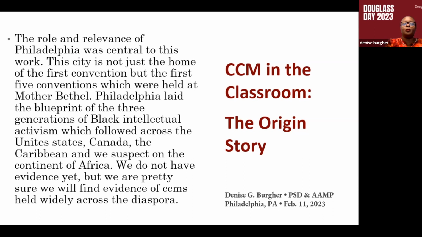This city is not just the home of the first convention, but the first five conventions, which were all held at Mother Bethel in Philadelphia. Therefore, Philadelphia laid the blueprint of the three generations of Black intellectual activism which followed, spreading across the United States, Canada, and we suspect on into the continent of Africa.